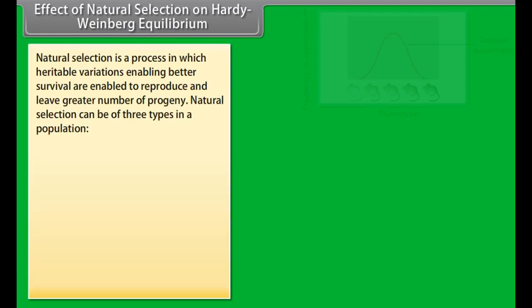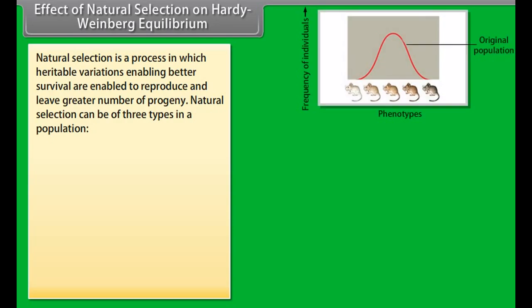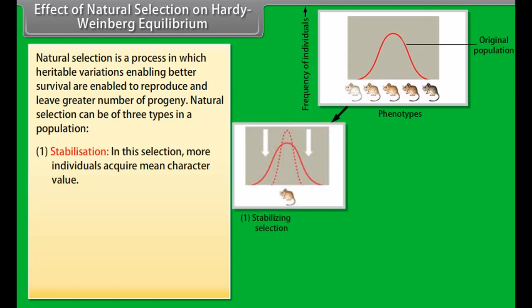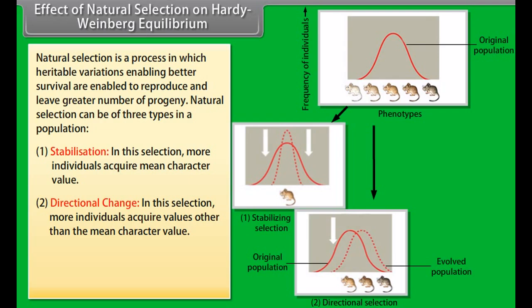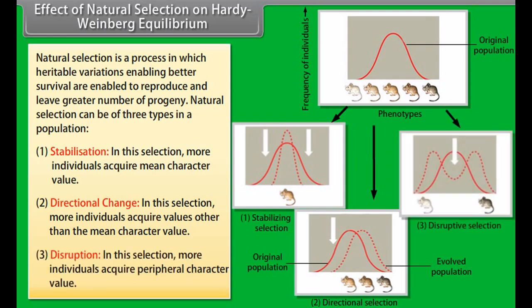Effect of natural selection on Hardy-Weinberg equilibrium. Natural selection is a process in which heritable variations enabling better survival are enabled to reproduce and leave greater number of progeny. Natural selection can result in the following conditions in a population. Stabilization. In this condition, more individuals acquire mean character value. Directional change. In this condition, more individuals acquire values other than the mean character value. Disruption. In this condition, more individuals acquire peripheral character value.